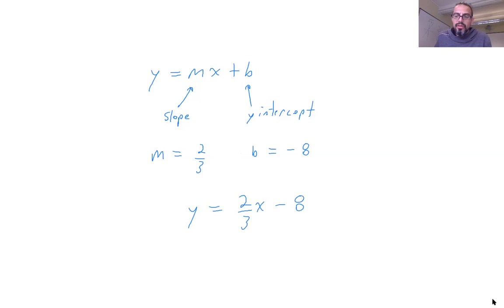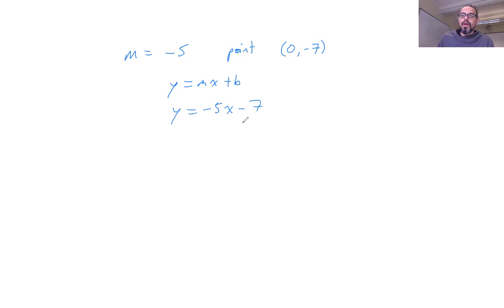Okay, you can go the other direction. Well, you want to do another one like that? Sure. Okay, so let's say m equals -5 and the y-intercept. Now here's another way to tell you the y-intercept, and it says the line contains the point (0, -7). That is still the y-intercept. We, of course, write out the formula, y equals mx plus b, and then it's going to be y equals -5x minus 7. Easy, okay?